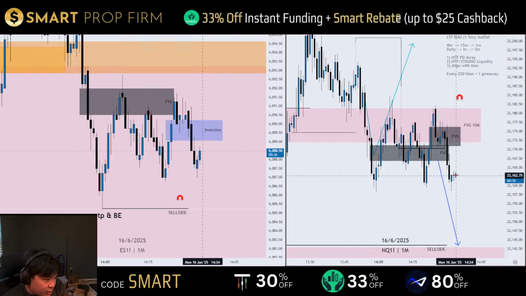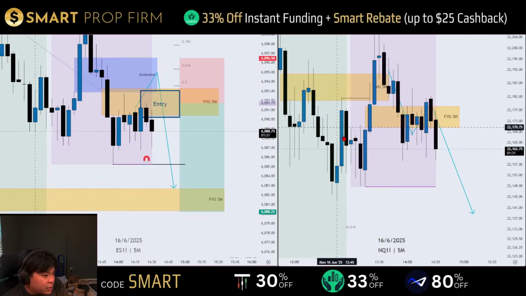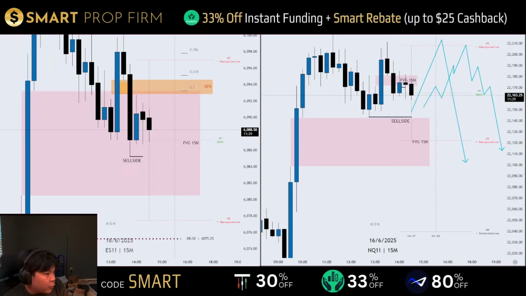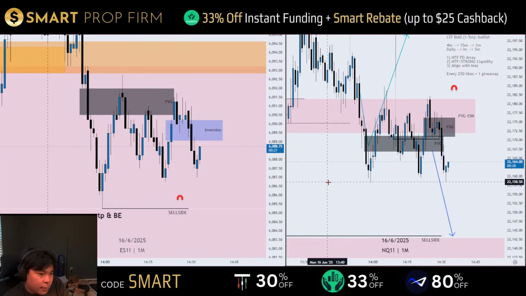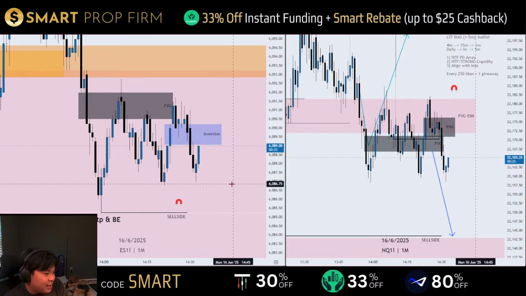NU is actually not even holding right now. What the heck? Did we just switch? NU is actually getting weak. It's like stuck here. It's weird.